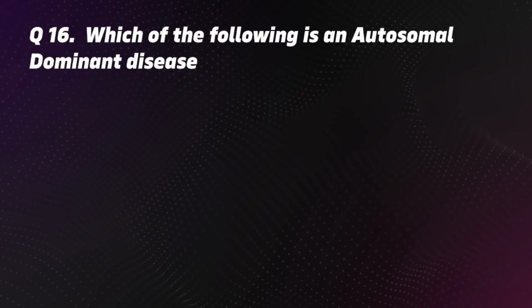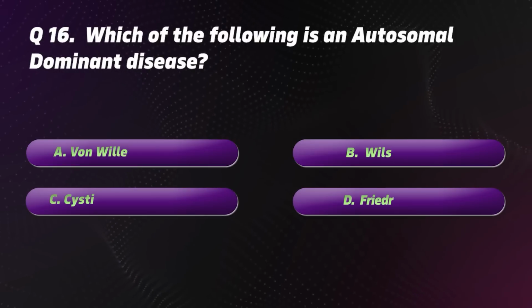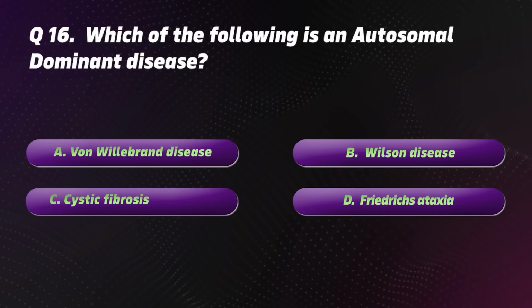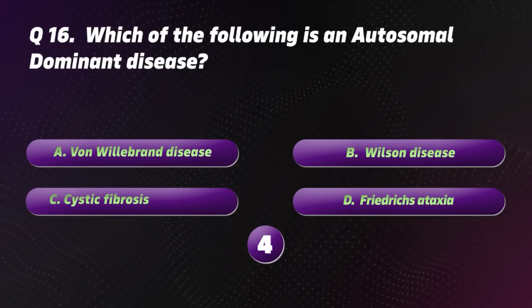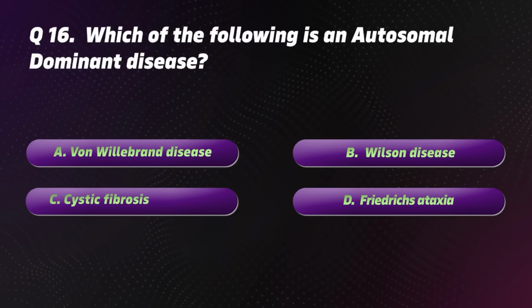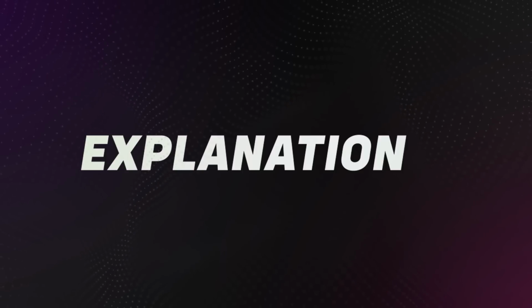Question 16. Which of the following is an autosomal dominant disease? Here are the options. A. Von Willebrand disease. B. Wilson disease. C. Cystic fibrosis. D. Friedreich's ataxia. And the correct answer is option A, Von Willebrand disease. Here's the explanation.